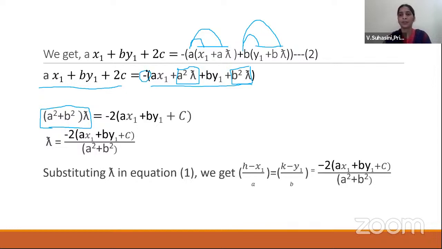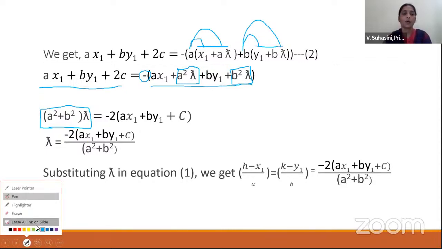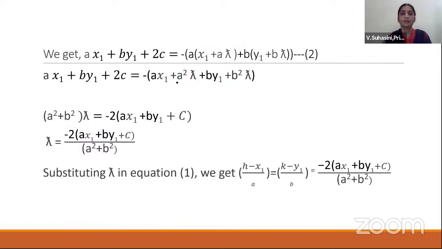When we are transposing onto the other side, with respect to addition, it will become plus. So a square plus b square times lambda is equal to, we shall concentrate on the simplification part, children. This is minus ax1. And we have already another ax1 this side. So transposing plus ax1 to the right hand side, we shall get minus ax1. Minus ax1 will become minus 2ax1.